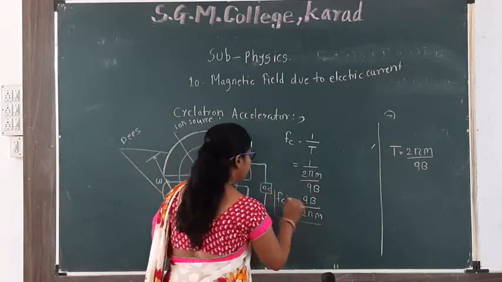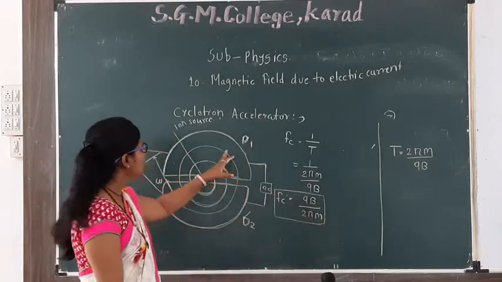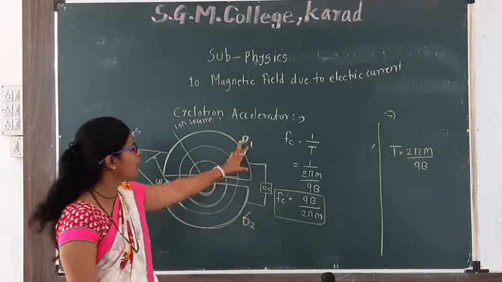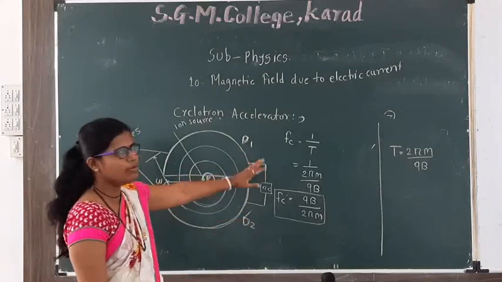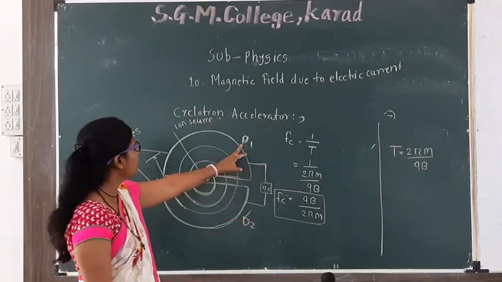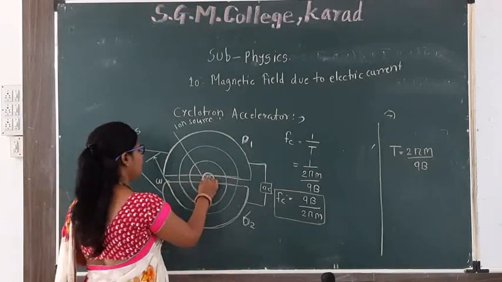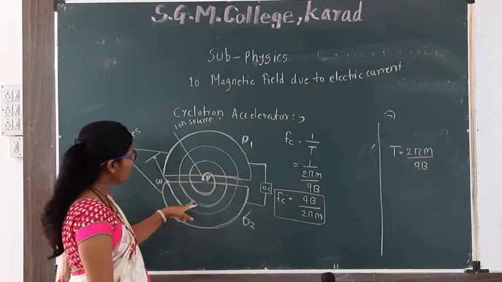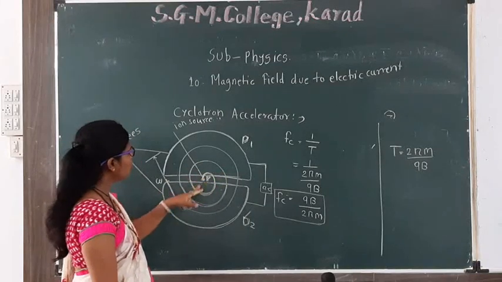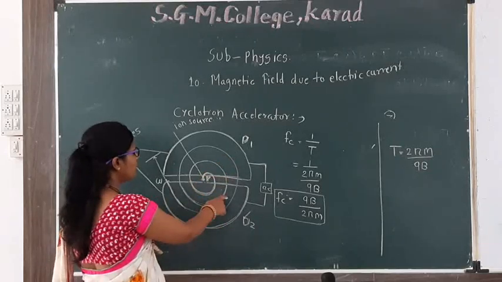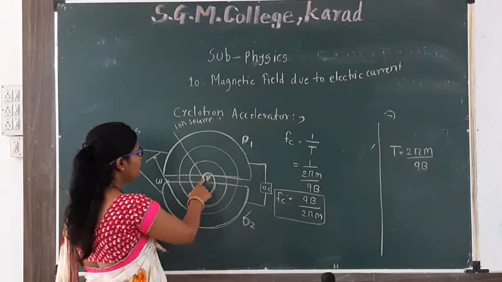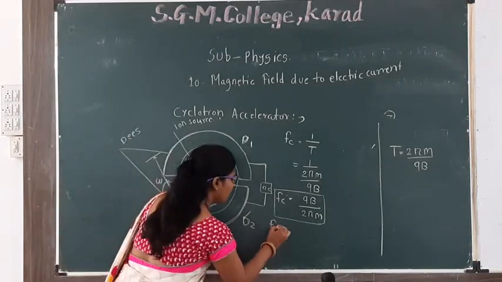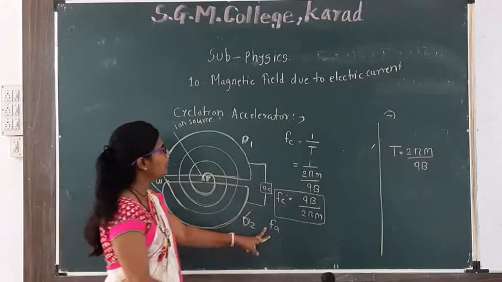Now, when the polarity of both of the D's is reversed, negative becomes positive and positive becomes negative. Then the positive ion placed between the two D's again performs circular motion from one D to another and reaches the gap between the two D's. That frequency is known as Fa.